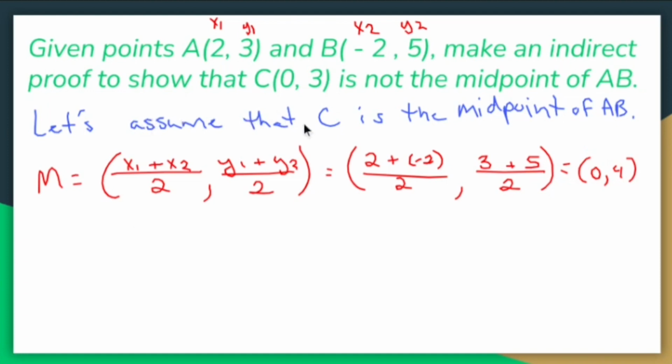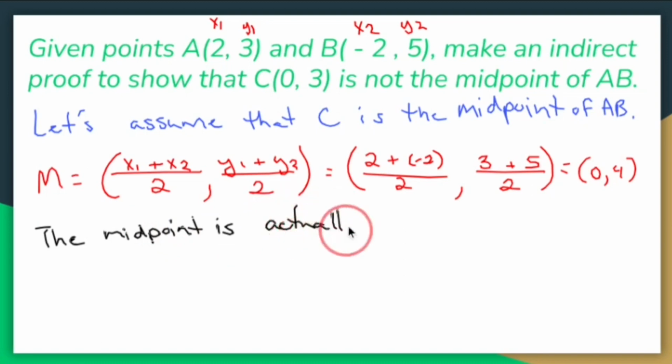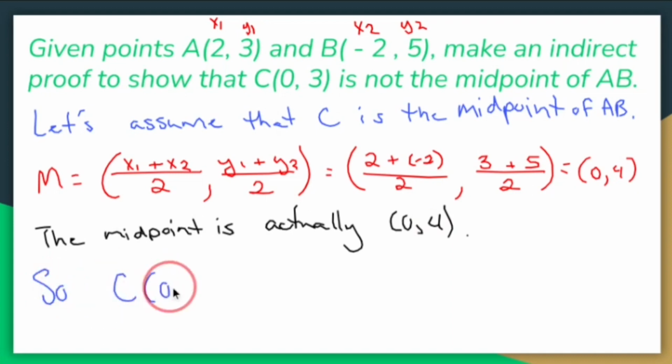So we assumed that C, (0, 3) is the midpoint. We found out that the midpoint is actually (0, 4). So we can end up by saying, so C, which was (0, 3), is not the midpoint.